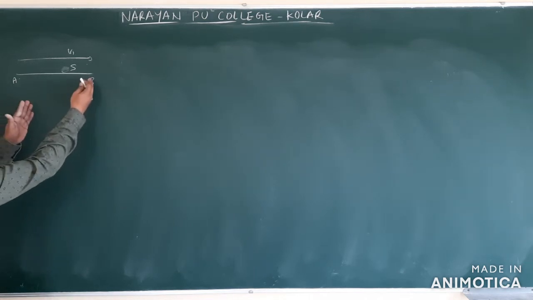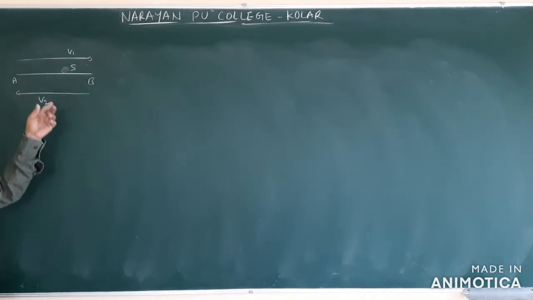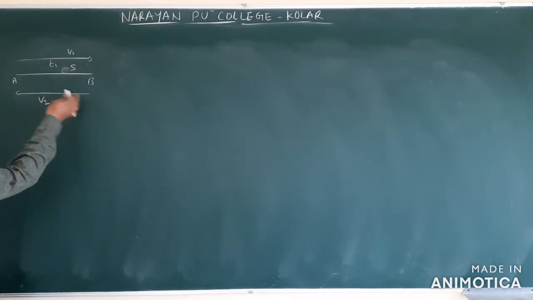Next is moving from B to A, B to A with speed v2. How much distance he covered? Again same distance, but speeds are different. Speeds are different means timings also will be different, isn't it? Therefore A to B it is taking t1 time. Then B to A it is taking t2 time.